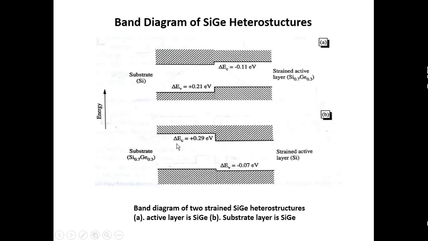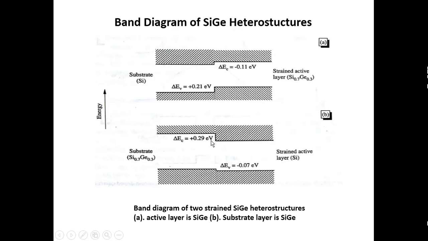See the difference? Here, this conduction band, we have already discussed the band gap for the two materials. Here this energy gap is 0.29 electron volts. Here it is minus 0.07 electron volts for Si-Ge.